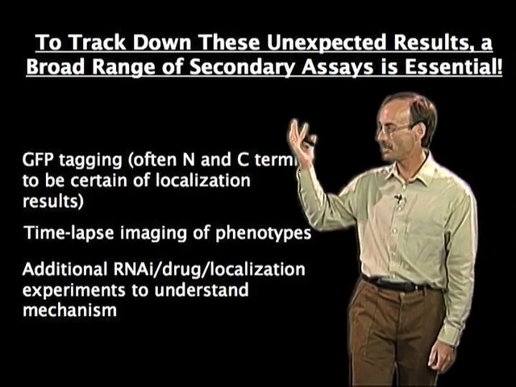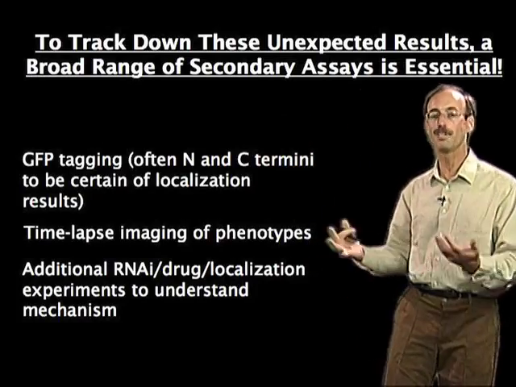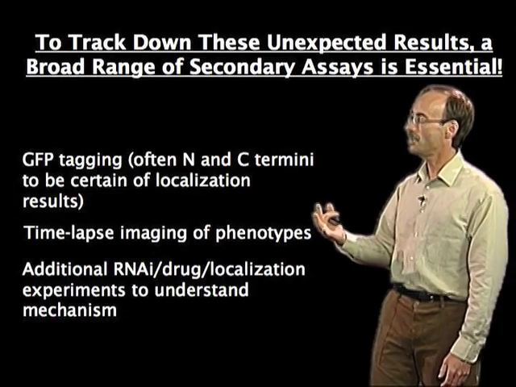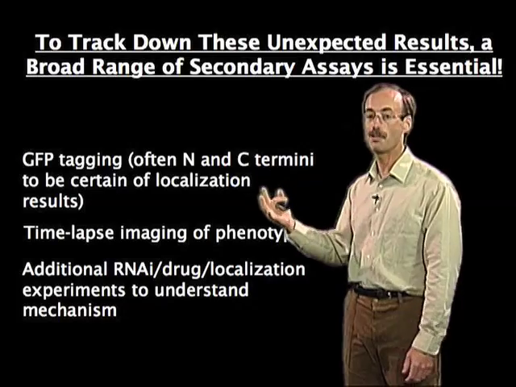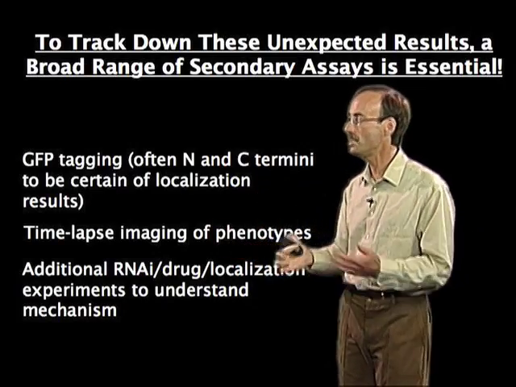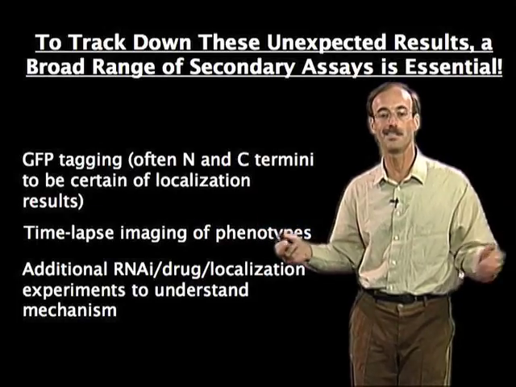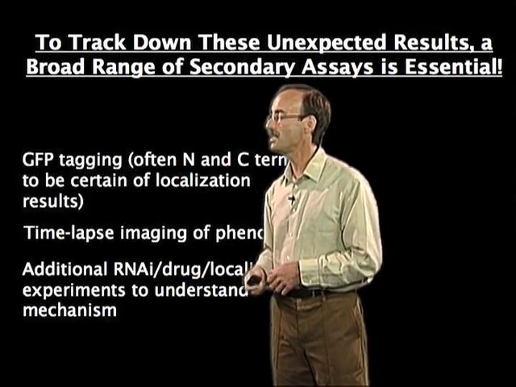And to track down an unexpected result, as I said, you have to do a lot more work. We then did a bunch of secondary assays. If we found a novel protein, we wanted to know where it is located in the cell, for which we had to do GFP tagging.